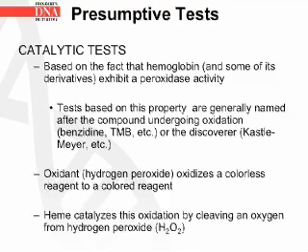Most presumptive tests are catalytic tests, and they are based on the fact that hemoglobin and some of its derivatives exhibit a peroxidase activity. Tests based on this property are generally named after the compound undergoing oxidation, like benzidine or TMB, or the discoverer, Kastle-Meyer. The oxidant, hydrogen peroxide, oxidizes a colorless reagent to a colored reagent. Heme catalyzes this oxidation by cleaving an oxygen from hydrogen peroxide.